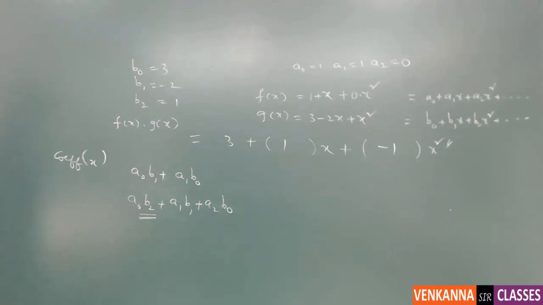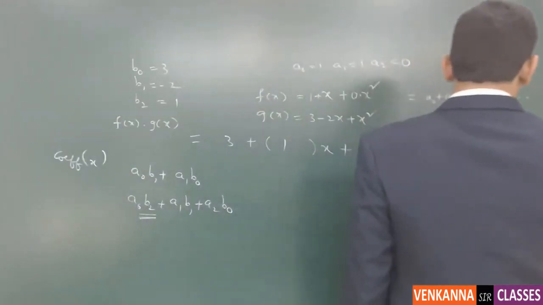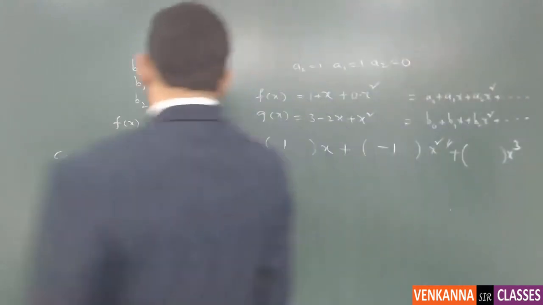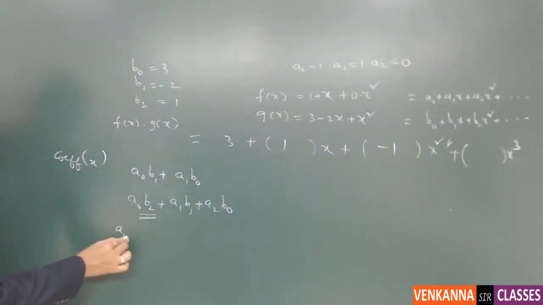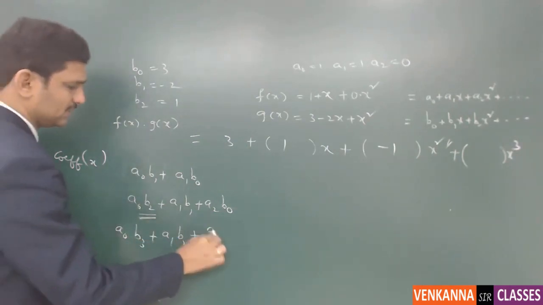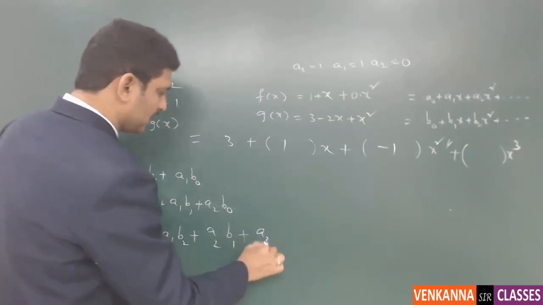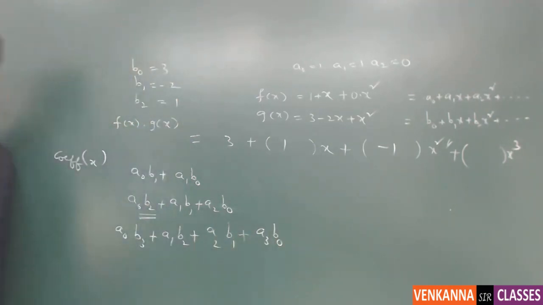So you can take the coefficient of x cube also. It is nothing but a0 into b3 plus a1 b2 plus a2 b1 plus a3 b0. Now you can tell its value. I think it will be 1 again.